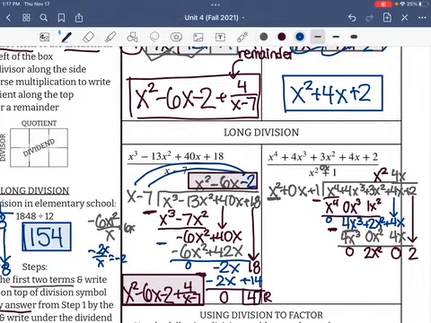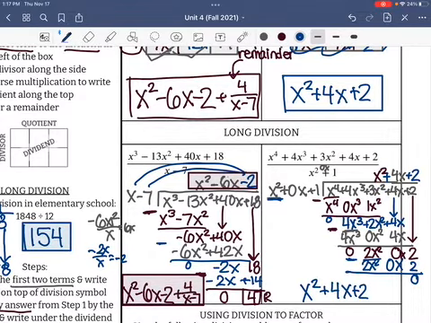Then I divide the first two. 2x squared divided by x squared is just 2. 2 times x squared is 2x squared. 2 times 0x is 0x. And 2 times 1 is 2. When I go to subtract these, everything matches, so I get a remainder of 0, which means my answer is just whatever was on top, x squared plus 4x plus 2.